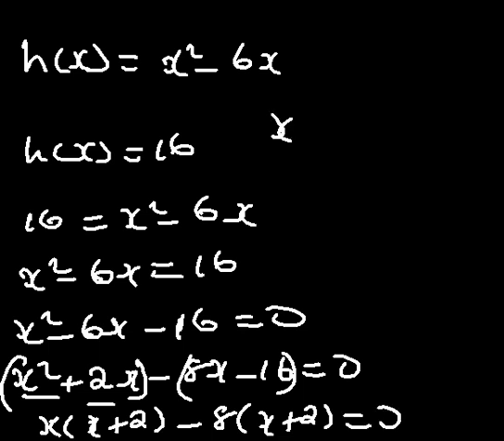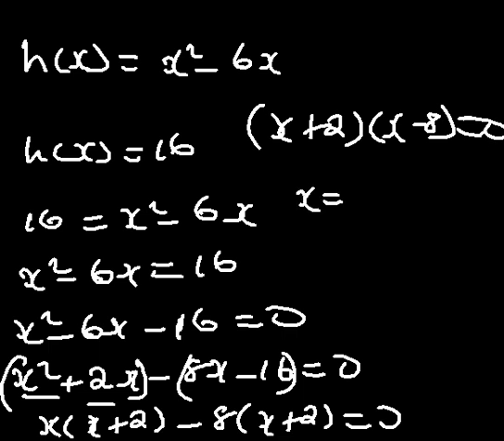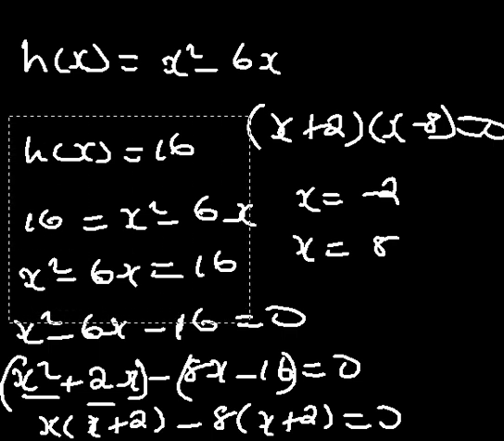So now we have x plus 2 times x minus 8, which is equal to 0. Which means we'll have x is equal to negative 2 and x is equal to 8. So those are the solutions that satisfy that one.